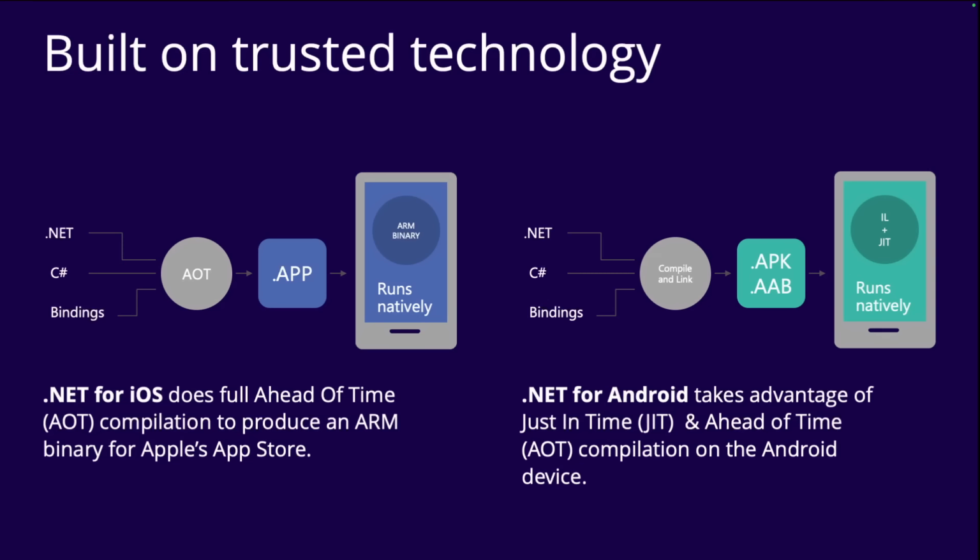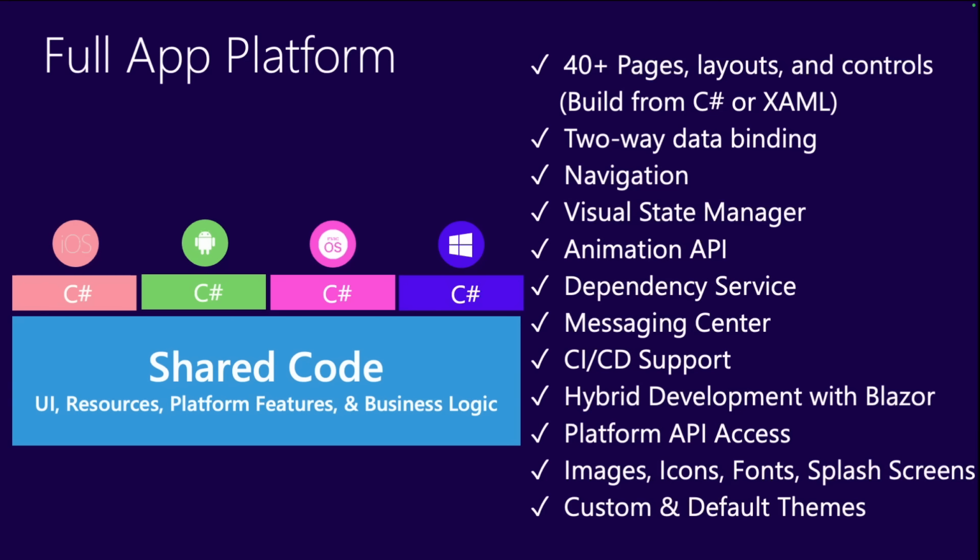Android can just-in-time compile and has full native ahead-of-time compilation as well to get an optimized Android binary and Android app bundle that you can ship. And the same thing is true for Mac and Windows as well. And of course, .NET MAUI is a full app platform.